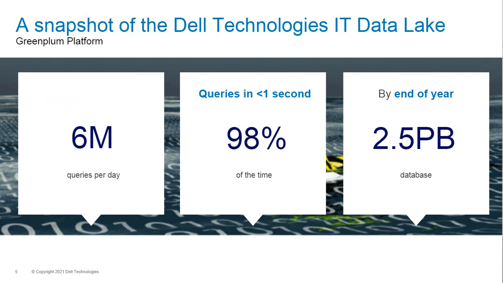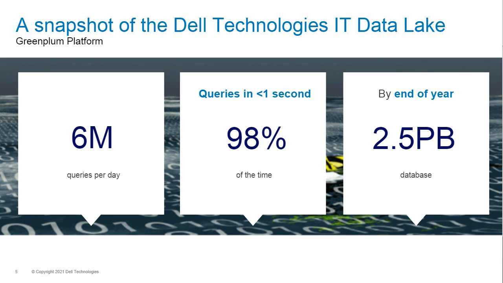So we've got a very large data lake, and one of our platforms is the Greenplum database. I've got a few stats here from that database. We do roughly 6 million queries a day, and 98% of those come back in under a second. Just to give you an idea, our biggest table is a couple of terabytes. We have many tables that are in the 7 to 12 trillion row range, and so that's no easy feat. Right now, our database is at 1.2 petabytes. That's actual data. There are no indexes counted there or anything else. By the end of this year, we're going to reach 2.5 petabytes. So it's a fairly good-sized database.